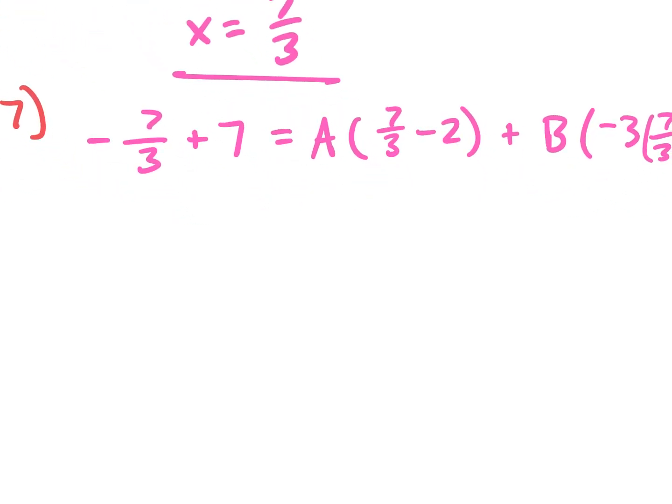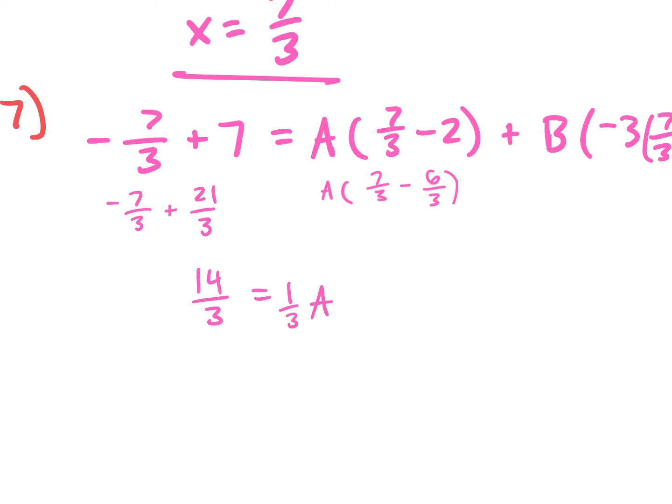So let's work it out. If I add a fraction and a whole number, I need a common denominator. So I'm going to make this 21 over 3. So this turns into 14 over 3. Same thing here. I need a common denominator to subtract these. So it's 7 over 3 minus 6 over 3. That's 1 over 3. So 1 over 3 a.